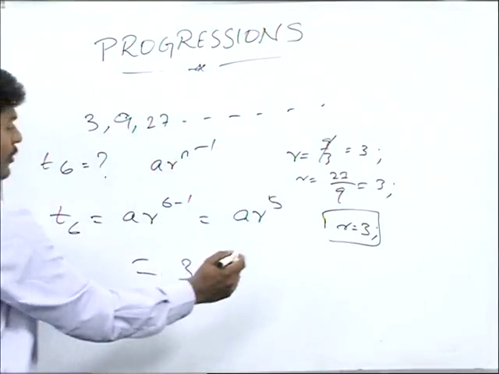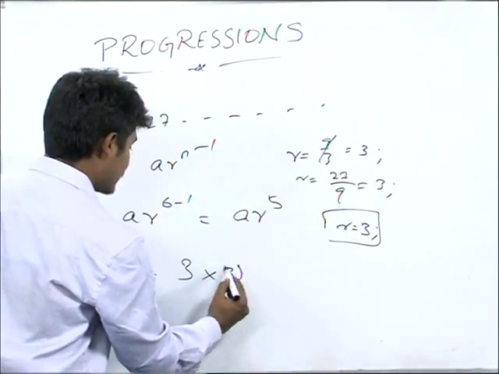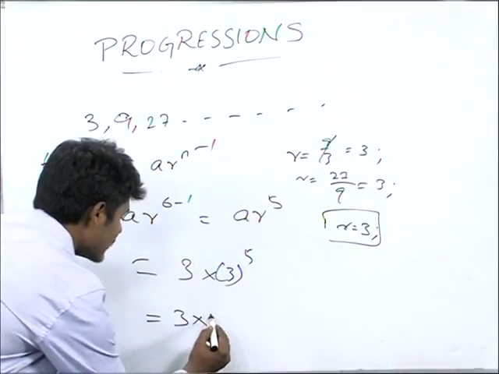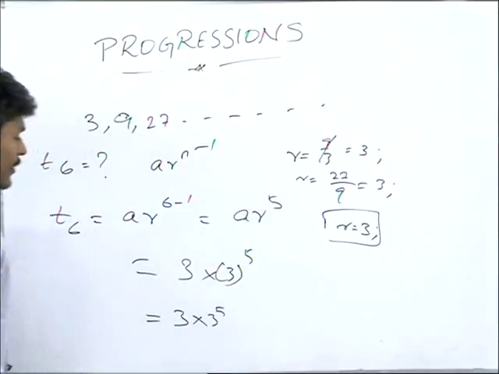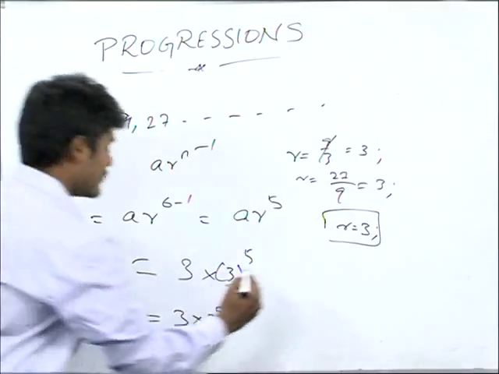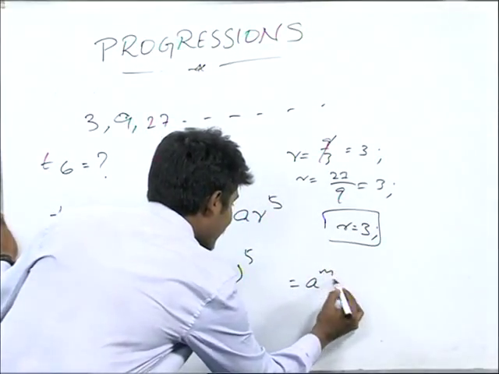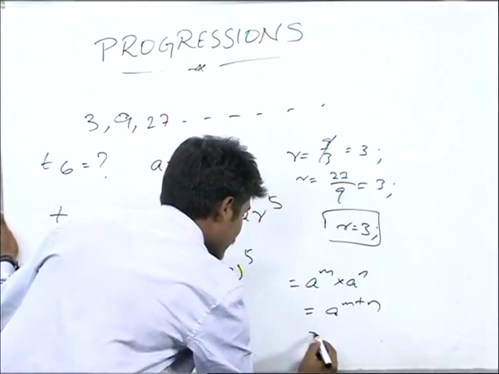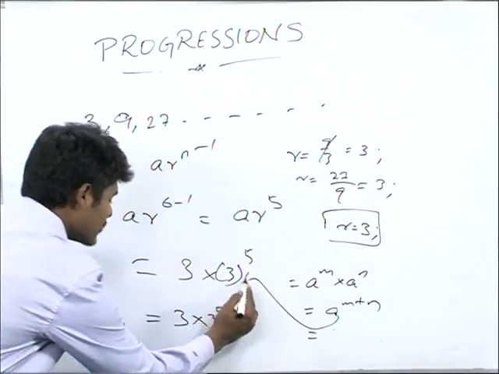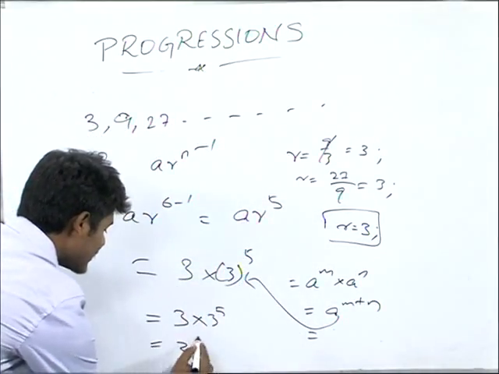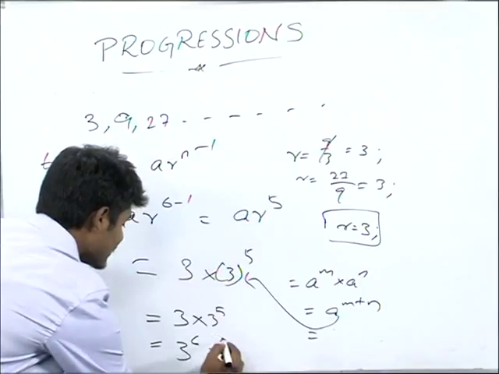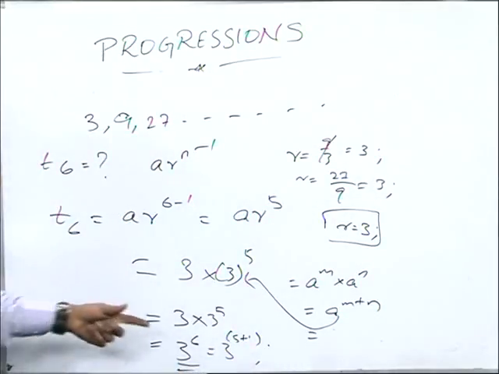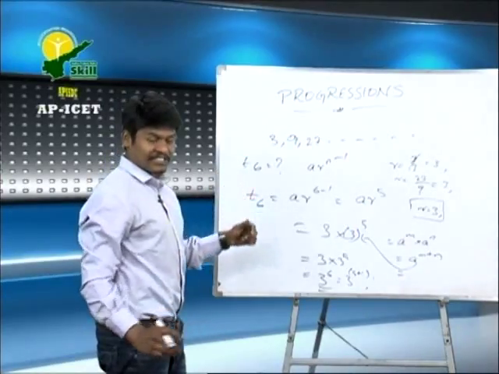So, from this we can conclude that R is 3. By substituting the found R in this expression, it would result in a value of 3 into 3 power 5. From the law of indices, we can find out that A to the power of m into A power n would result in A to the power of m plus n. Applying this, it would result in 3 power 5 plus 1, that is 3 power 6. The answer would be 3 power 6 for finding the sixth term.